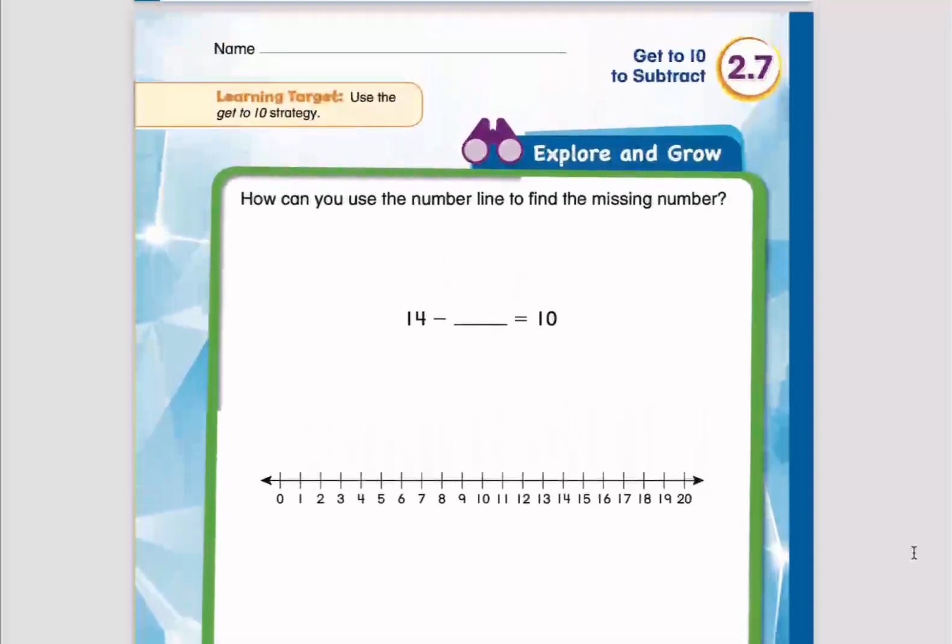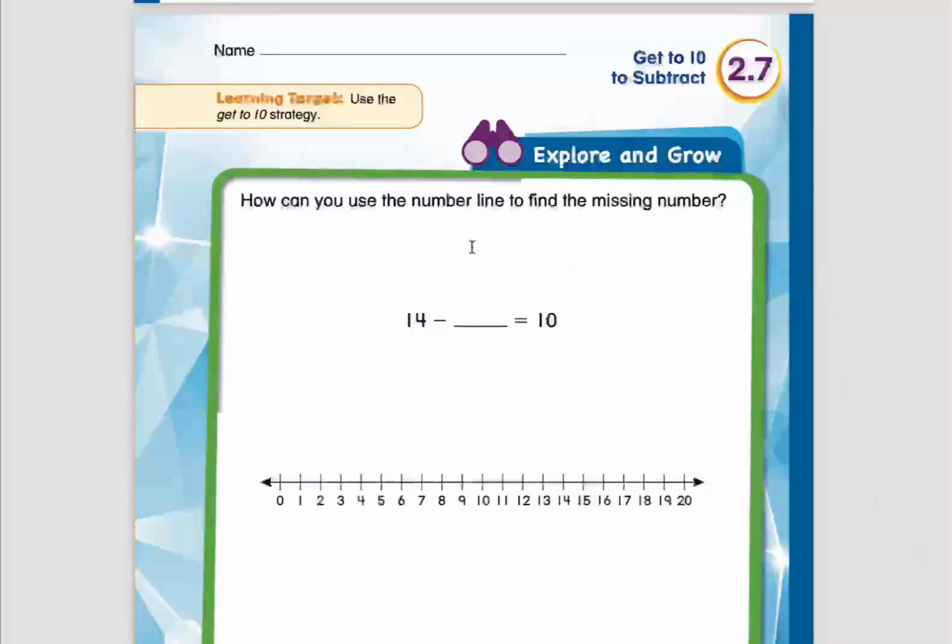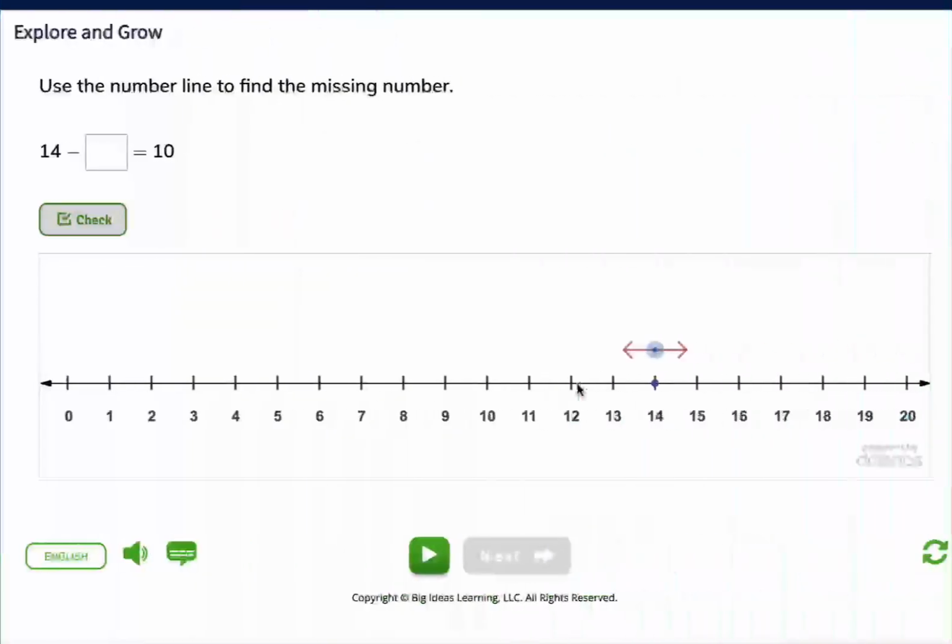And here, we have this question. How can you use the number line to find the missing number? 14 minus what number gives 10? Okay, let's see. It's the same question here.